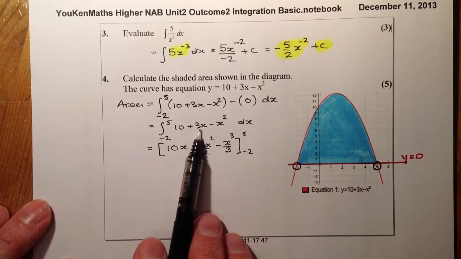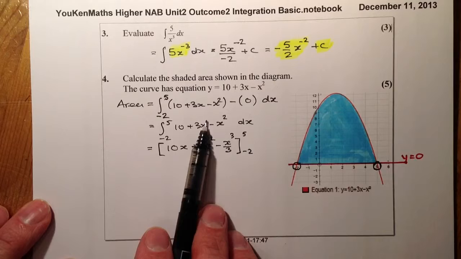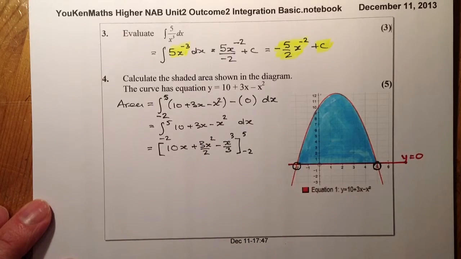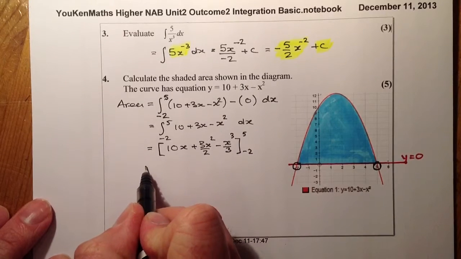3x to the power of 1. Raise the power by 1 makes it 2, and divide by 2 there, and so on. So that's me got that integrated.